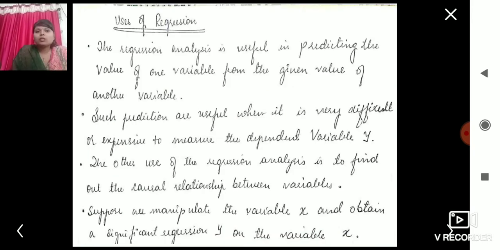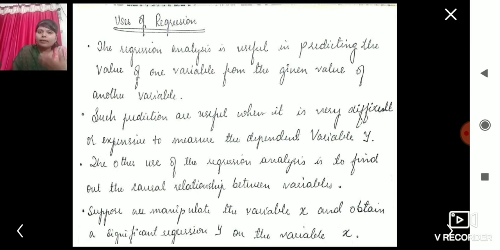See, the uses of the regression analysis: it is useful in predicting the value of one variable from the given value of the other variable. So one value can be predicted from the given value, isn't it? The x used to be given and we used to predict it, or we used to get the value and then plot a graph, right? We can even predict this might be the value of the other one.